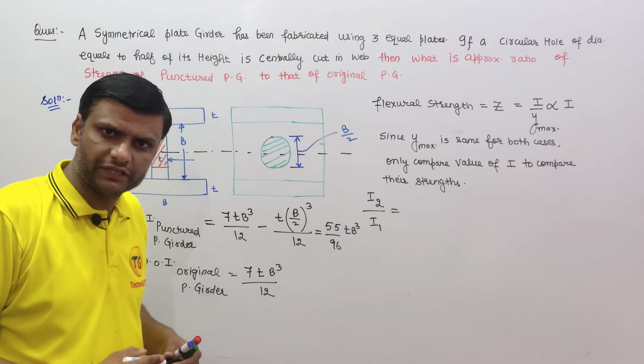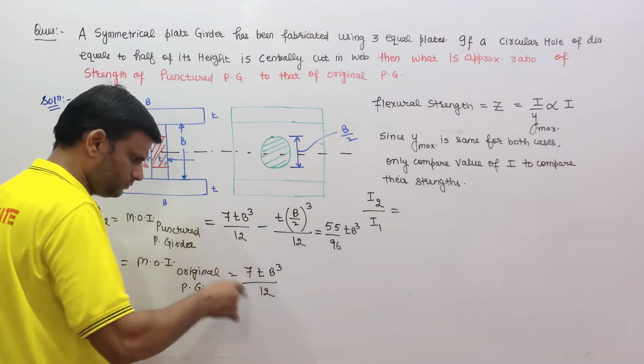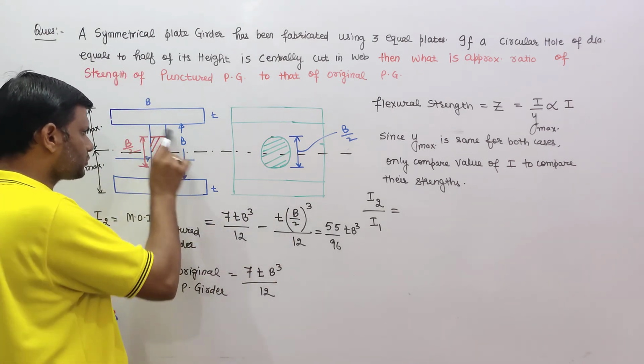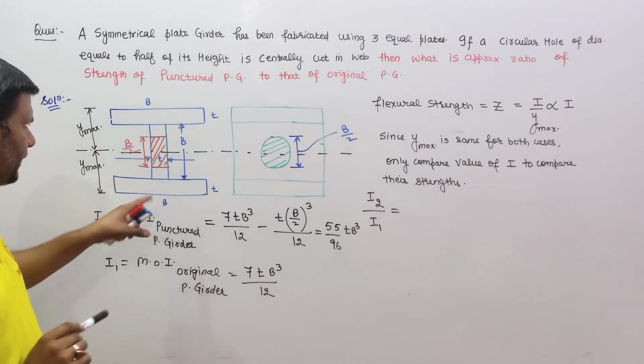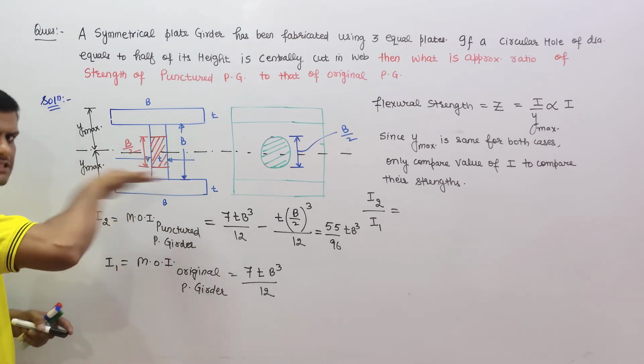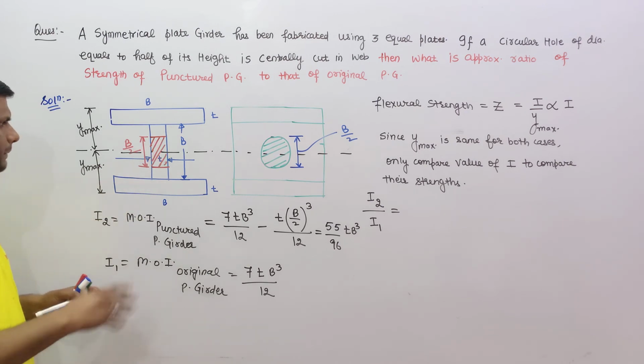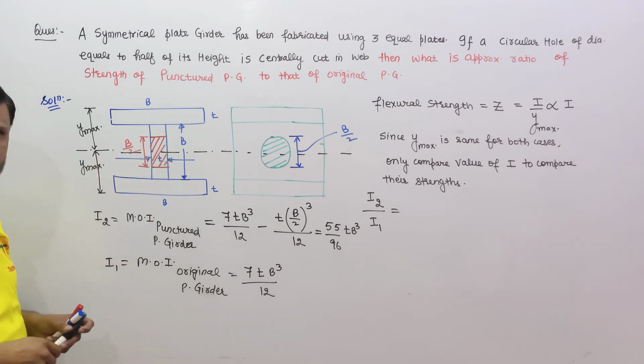I had done just one thing. From the original value, I deducted this portion's moment of inertia. This portion's moment of inertia is t as it is, b by 2 cube divided by 12, TB cube by 12.